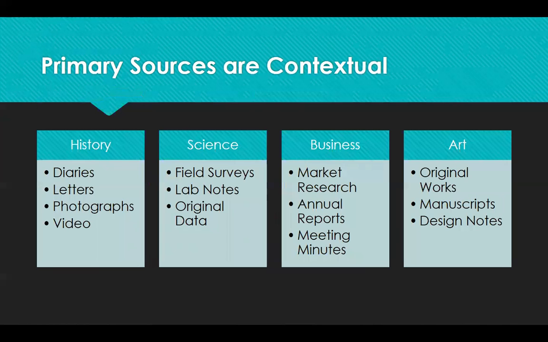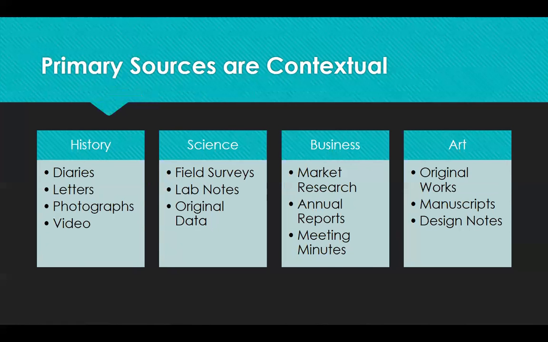So primary sources are contextual, so different things will be considered primary in different situations. The best example of this is if you're writing a paper about an author, for example. So books are generally considered to be secondary sources, but if you're writing about an author and you're using that information to psychoanalyze the author, then the books themselves may be considered your primary sources. Okay, so primary sources are contextual. Different things are considered primary in different circumstances.